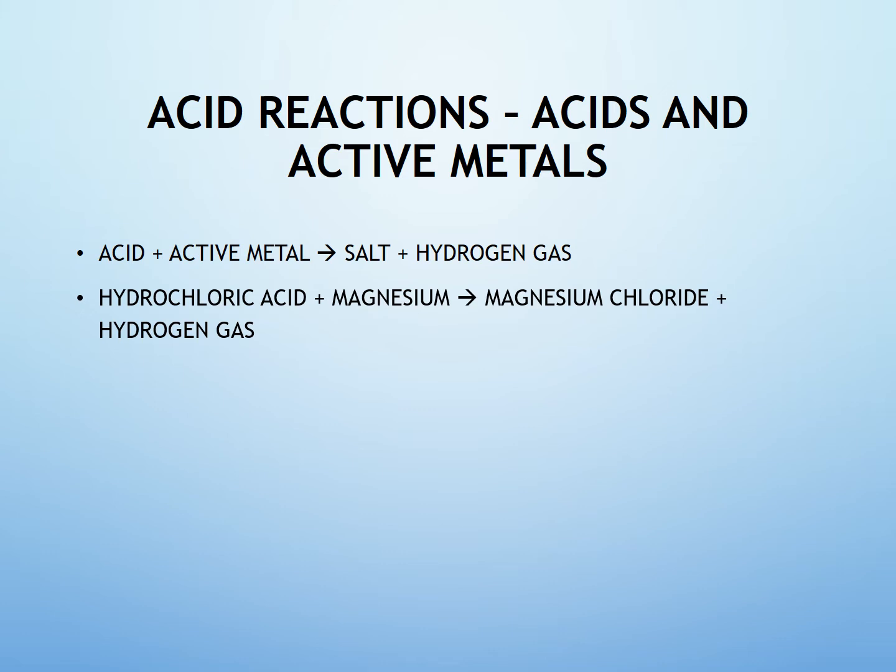What would we get if we had hydrochloric acid and sodium? Pause the video and have a guess. If you said sodium chloride and hydrogen gas, you'd be correct. We would get normal table salt and hydrogen gas as our products if we were to add hydrochloric acid and sodium together.